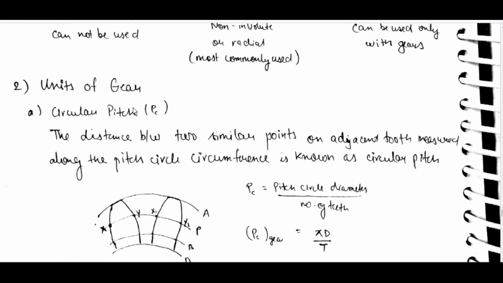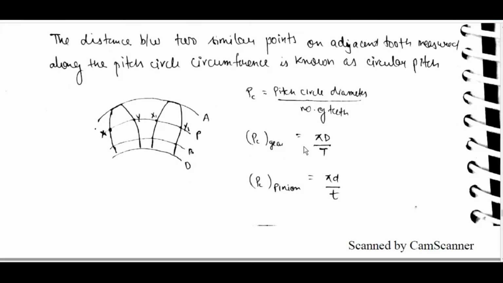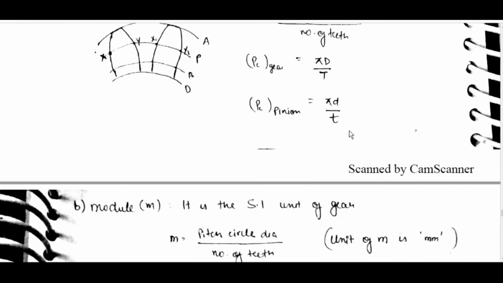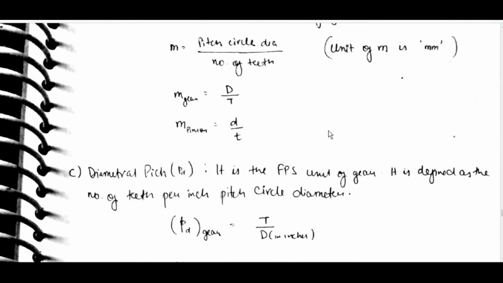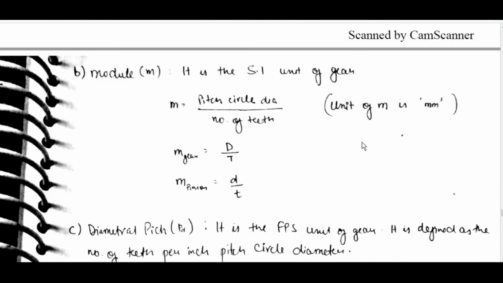Units of gear: circular pitch, PC. The distance between two similar points on adjacent teeth measured along the pitch circle circumference is known as circular pitch. PC is equal to pitch circle diameter by number of teeth. PC of gear is equal to pi D by T. PC of pinion is equal to pi small d by t. Module is equal to pitch circle diameter by number of teeth; this is not the circumference.